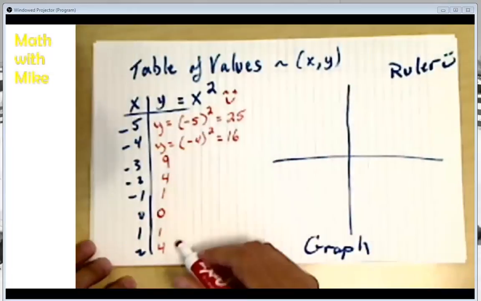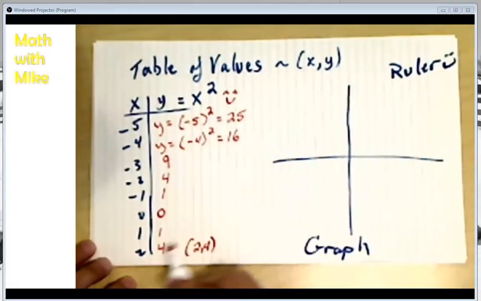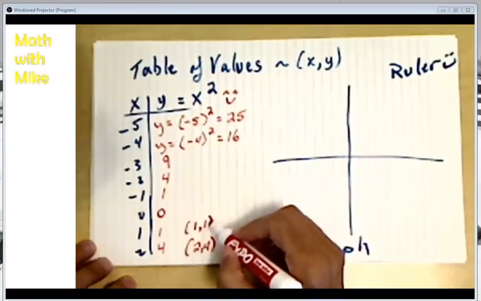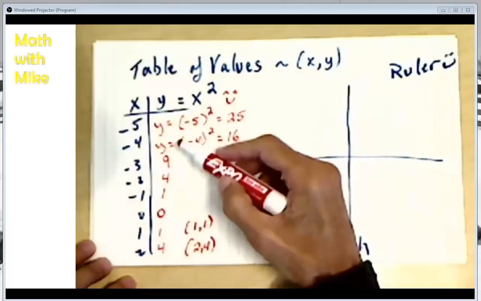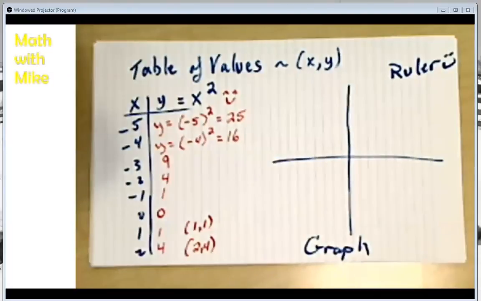This is like the point 2 comma 4. This is like the point 1 comma 1. Okay, we can do that for all of our values here, and from those, we can make the graph that goes along with it.